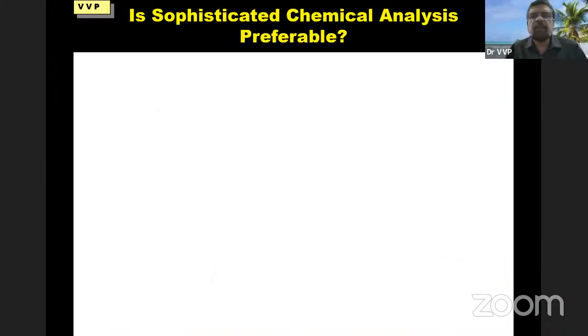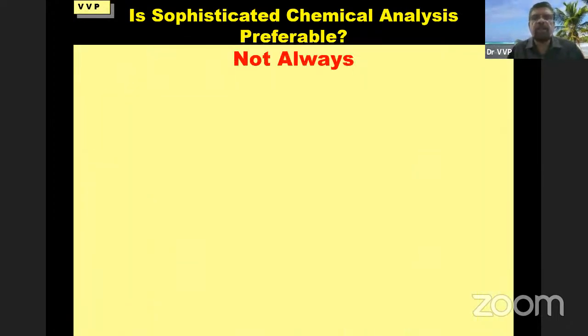A related question is: is sophisticated chemical analysis preferable if you have the facility in clinical toxicology? The answer actually is no. In fact, much of the time it is not preferable. One should not really go for advanced or sophisticated testing for all the reasons that I've already stated, because it's counterproductive. Much of the time, a doctor treating a patient only needs to know whether it's a case of poisoning, and if so, what kind of poison or chemical or drug is involved. Much of the time, he does not require to be told what the concentration of that drug or chemical in his system is.